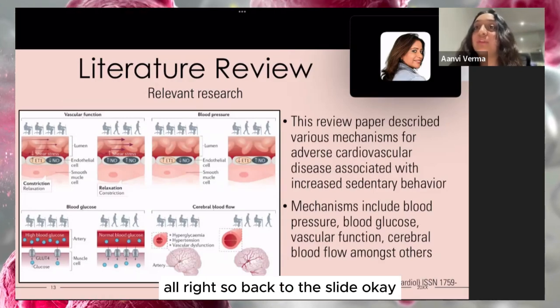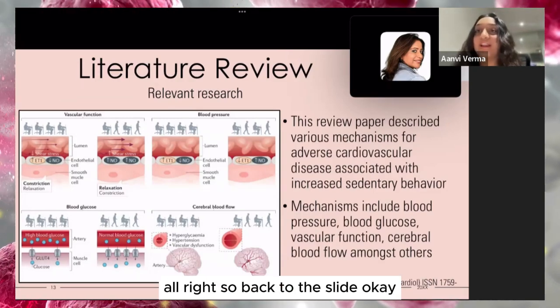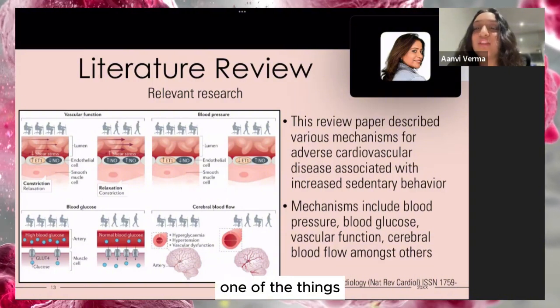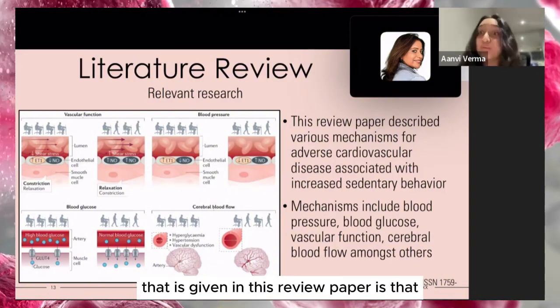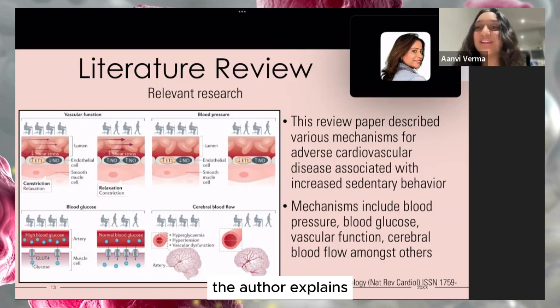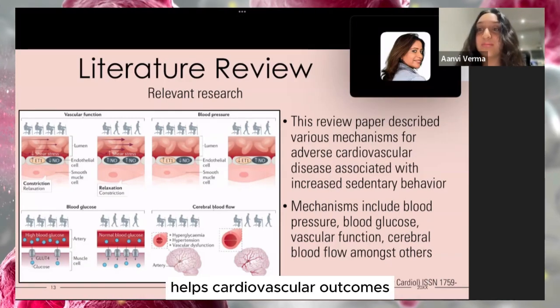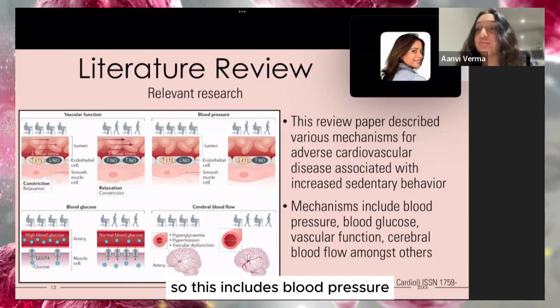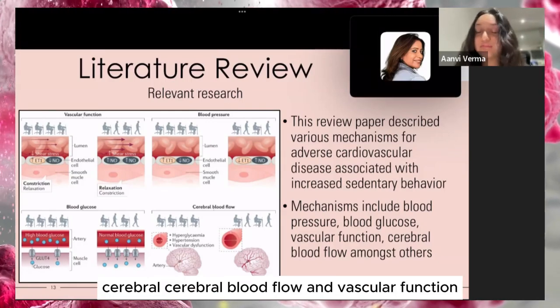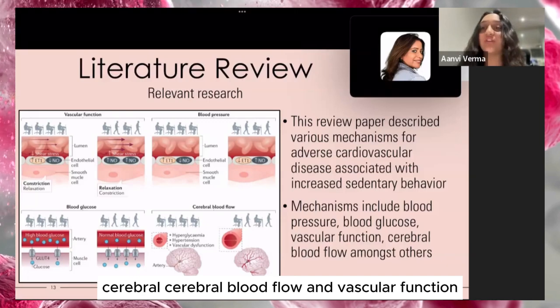All right, so back to this slide. One of the things that is given in this review paper is that the author explains the mechanisms on how physical activity helps cardiovascular outcomes. So this includes blood pressure, blood glucose, cerebral blood flow, and vascular function.